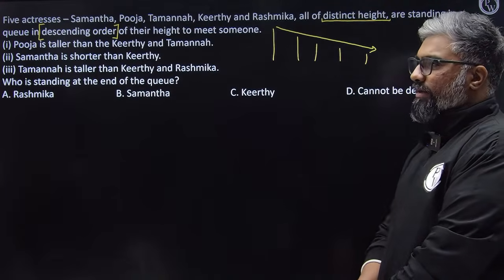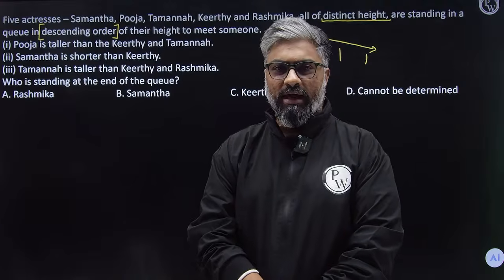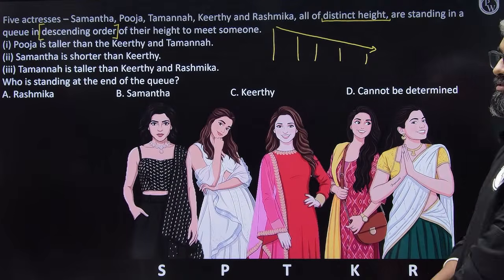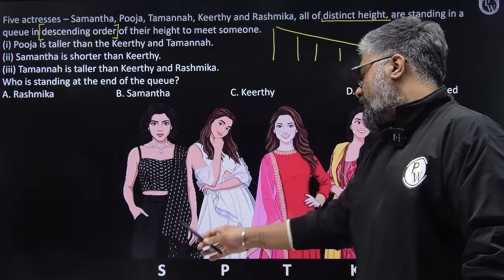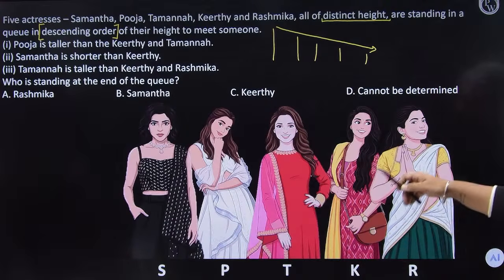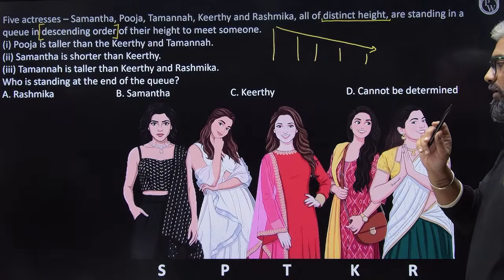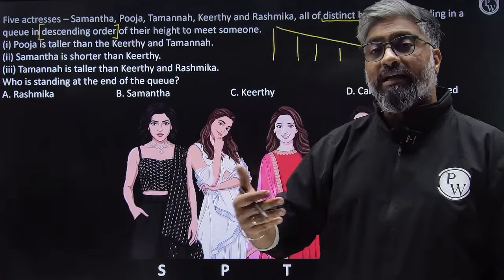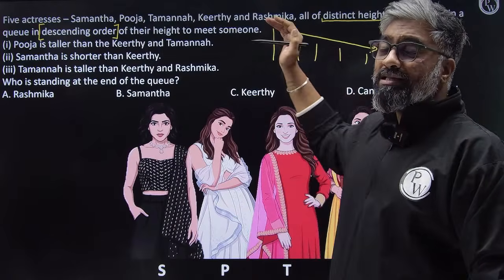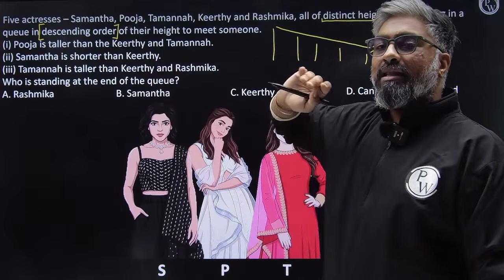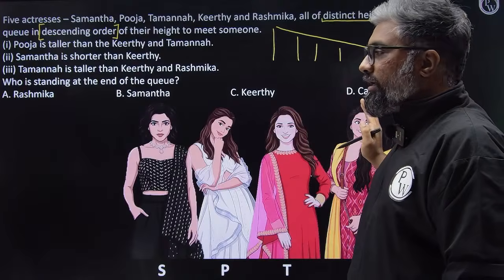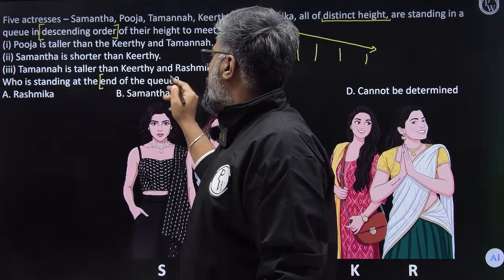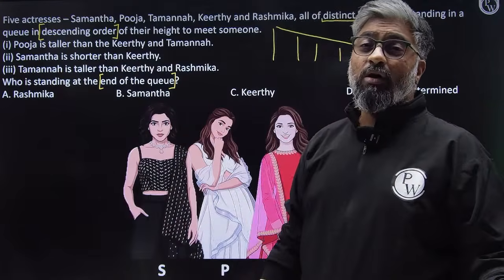All right. Let's do one thing. Let's try and solve this together. Let's try and imagine this situation. So what have we been given? We've been given 5 actresses. S is for Samantha, P is for Pooja, T is for Tamanna, K is for Kirti, and R is for Rashmika. Now these guys are standing in a particular order. Order of what? Of their height. In which order? Descending order. That means the tallest will be standing ahead and the shortest will go to the back of the line. So indirectly, what is this question asking? When they are asking who is standing at the end of the queue, they are asking for who's the shortest.